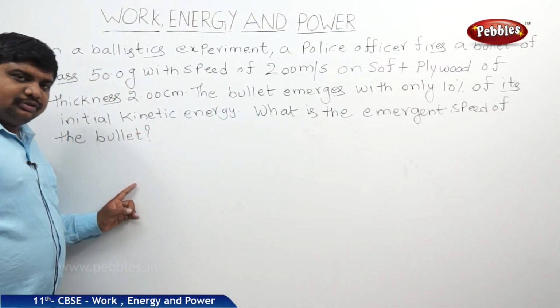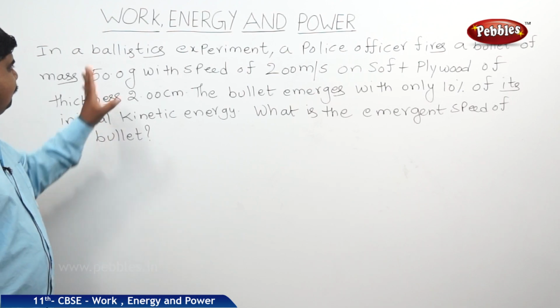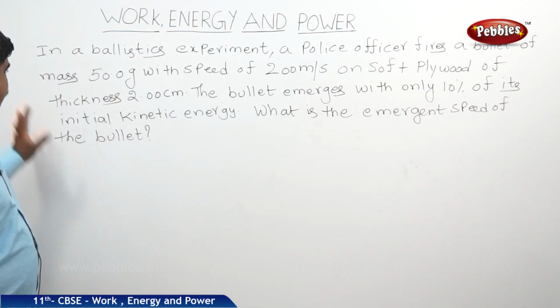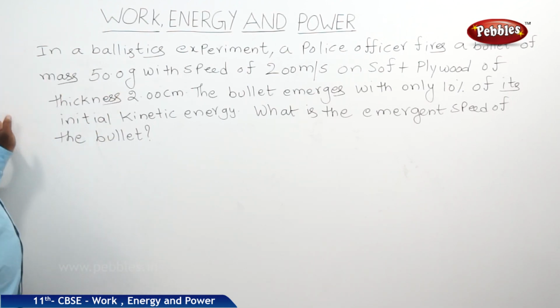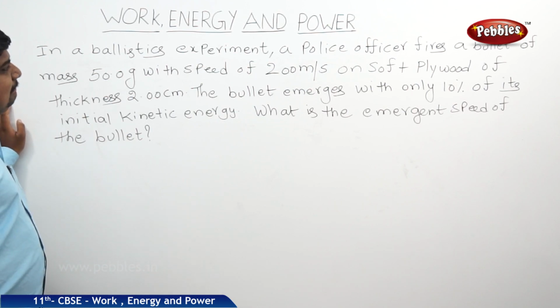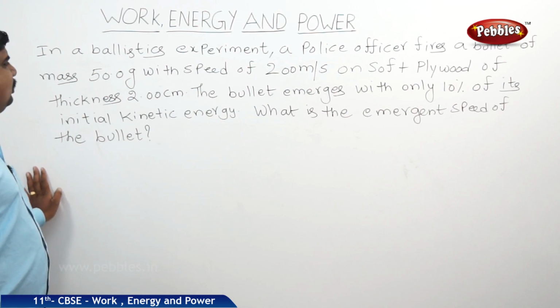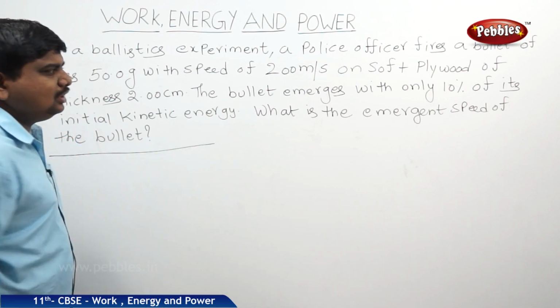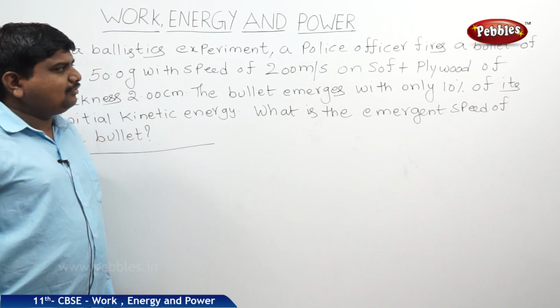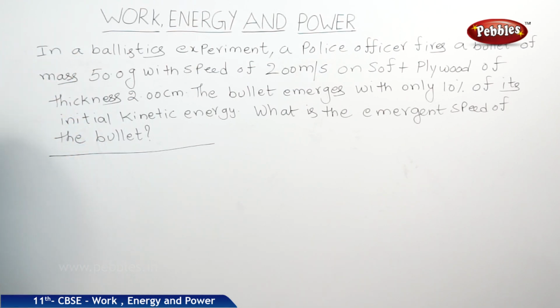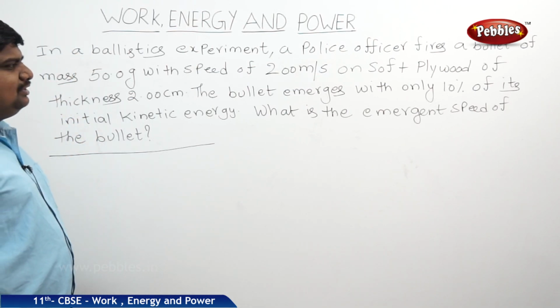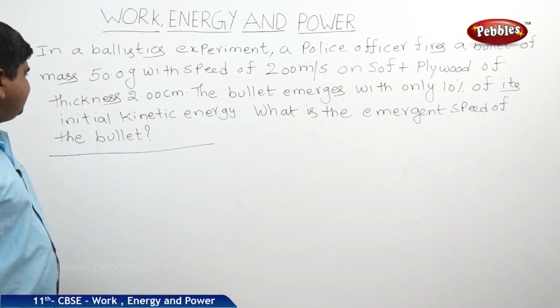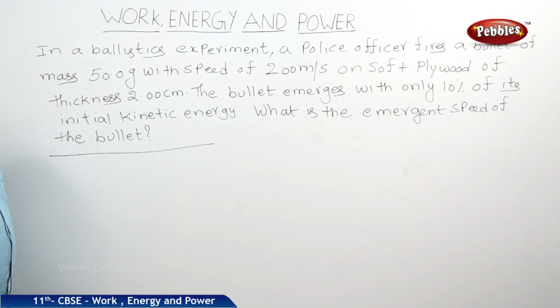Here is a problem which is based on the concept of kinetic energy. So what is the matter of the problem? In a ballistics experiment, a police officer fires a bullet of mass 50 grams with a speed of 200 meters per second on soft plywood of thickness 2 centimeter. The bullet emerges with only 10% of its initial kinetic energy. What is the emergent speed of the bullet?